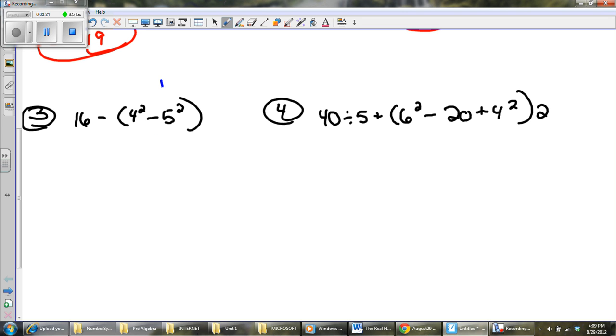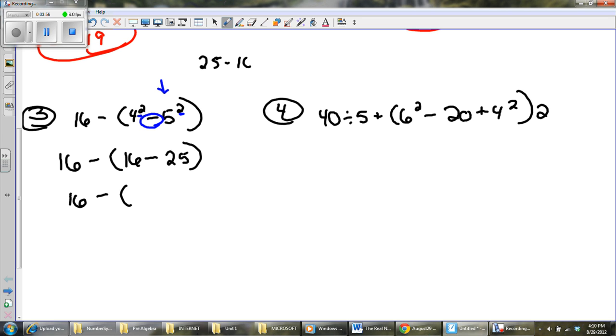I know I have to do the parentheses first, but I look inside the parentheses and I see exponents and I see subtraction. Well, that means I'm going to do the exponents first. So I will have 16 minus, 4 to the second power is 16, minus 5 to the second power is 25. Now, there's still something to do inside the parentheses, so I'll do that. 16 minus 25. Well, again, from class, 25 minus 16 would be 9. Therefore, 16 minus 25 is negative 9.